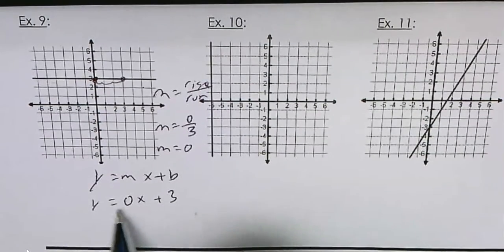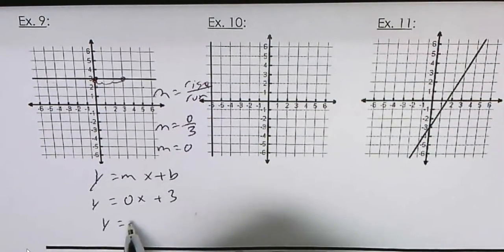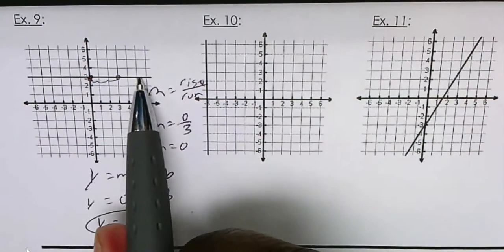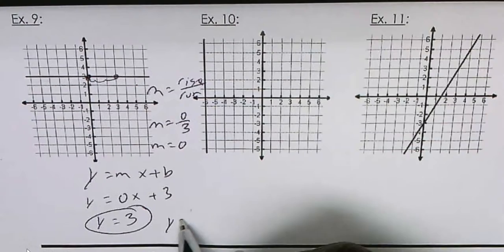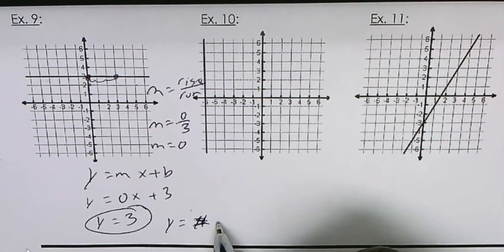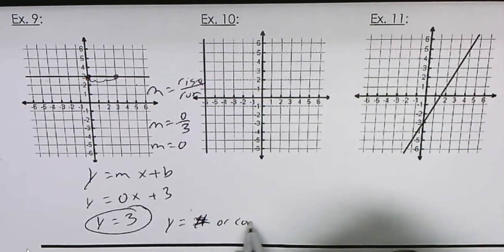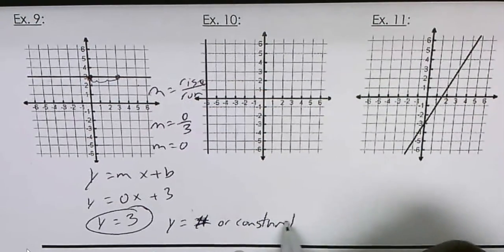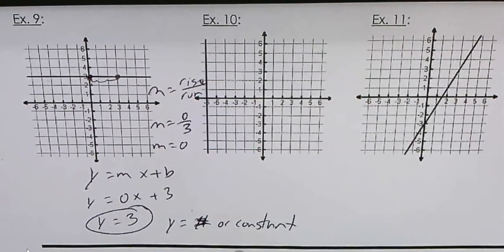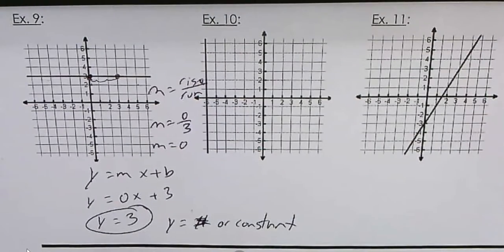But truthfully, you could write it this way, or you can just call it y equals 3. A horizontal line is always y equals some number or constant. Constant being some number without a variable. So you won't ever have a slope because the slope is 0.